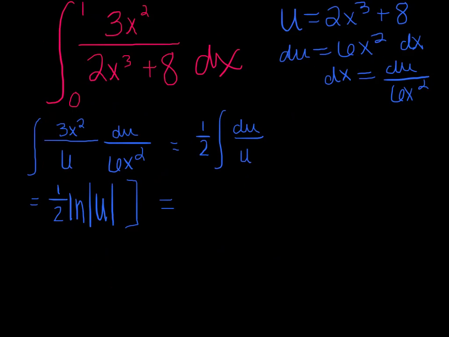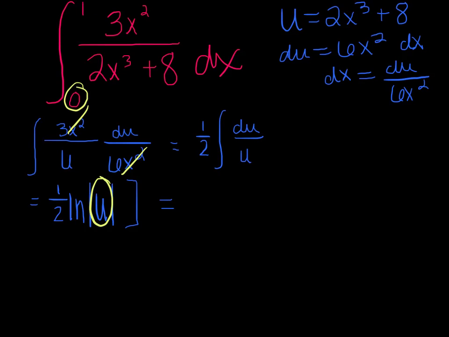So as you can see, I let my u equal 2x cubed plus 8, and that makes our du 6x squared dx. So our dx is du over 6x squared. I plugged it back in, got 3x squared over u times du over 6x squared. The x squareds cancel out nicely. We're left with 1/2 integral of du over u. And according to our rule, the integral of du over u is really the natural log of the absolute value of u. Now, I purposely left out the bounds because I wanted to emphasize the fact that we're still in terms of u down here, so our bounds need to be in terms of u.